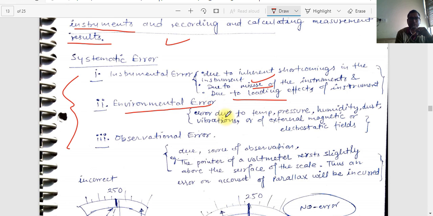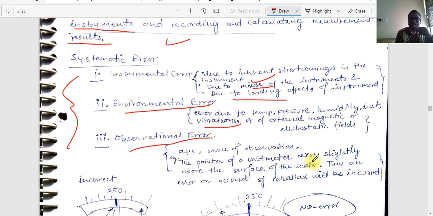What is the environmental error? Error due to temperature, pressure, humidity, dust, vibrations, or an external magnetic field or electrostatic field. We have to be clear about the environmental error. What is the observational error? Due to the source of observation.